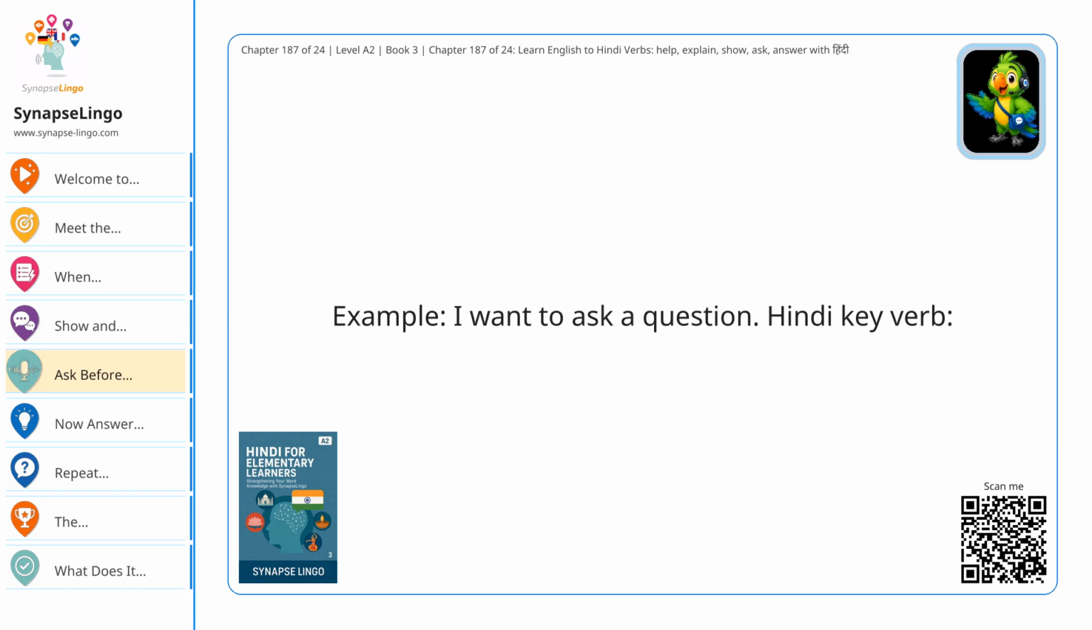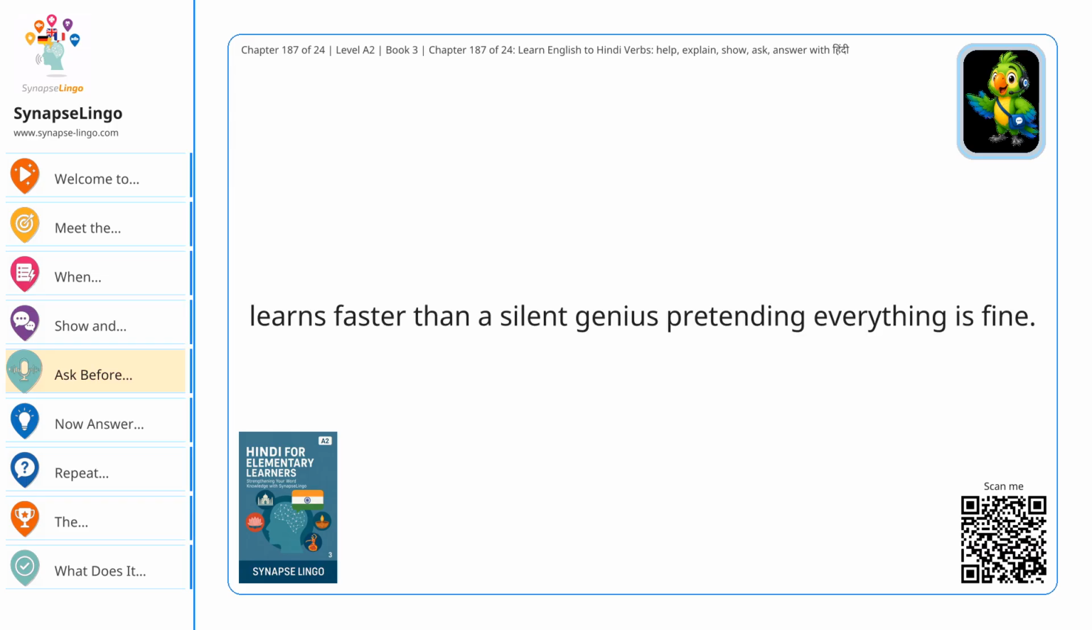Hindi key verb. पूछना. Example. It is okay to ask for help. That means you may पूछना and also seek मदद करना. A curious learner who dares to पूछना learns faster than a silent genius pretending everything is fine.